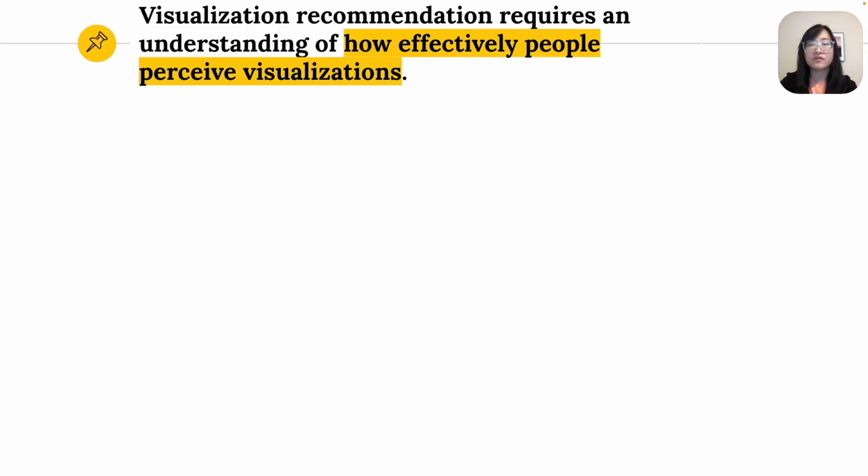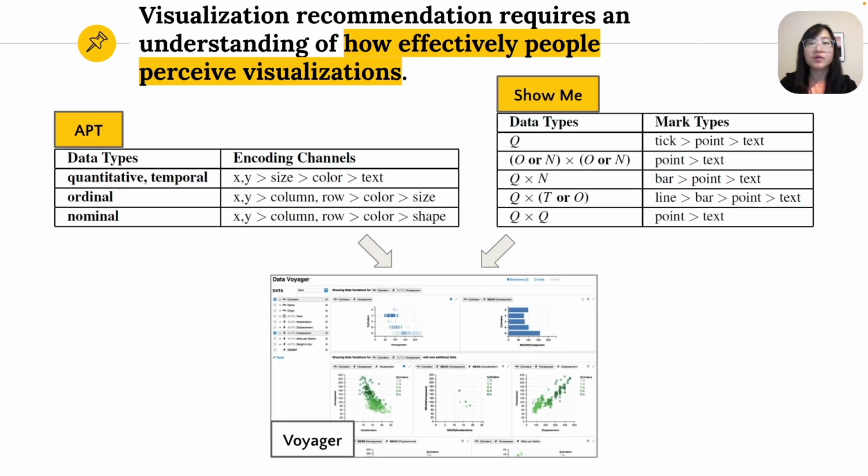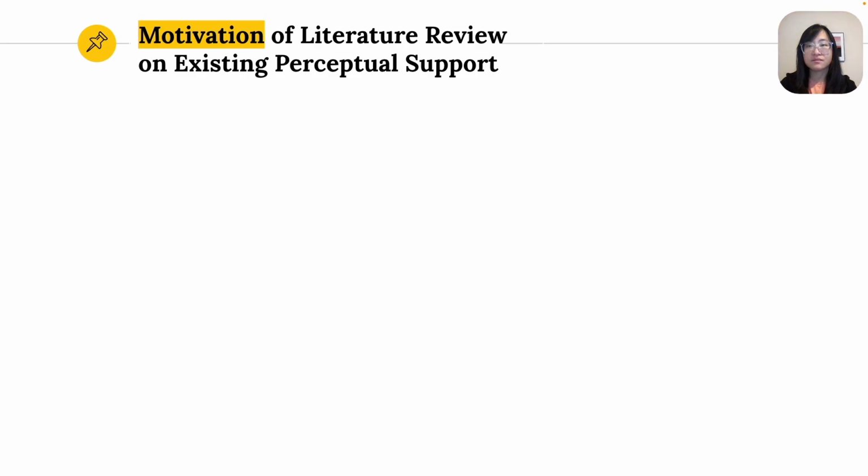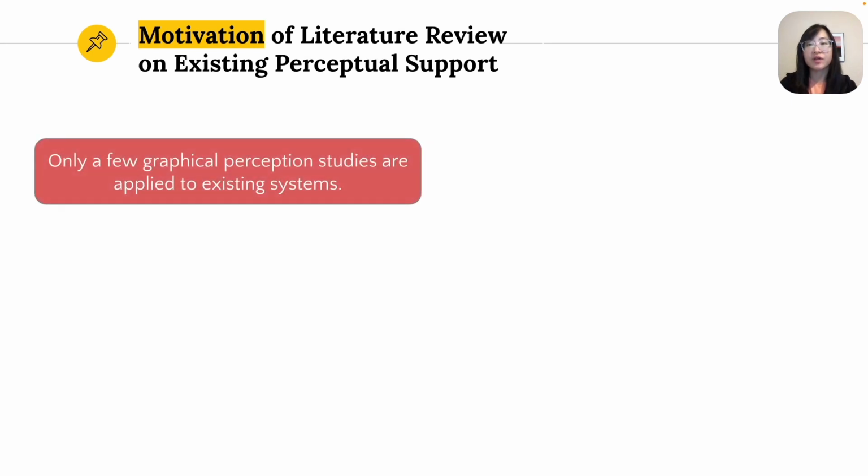The construction of these visualization recommendation algorithms relies on graphical perception works to compare the effectiveness of one visualization design versus another. For example, the Voyager systems use the APT and Show Me papers as guidelines to select the optimal encoding channels and mark types. However, none of the existing systems use more than 3 graphical perception studies as guidelines, leaving many more studies excluded from the design of visualization recommendation systems.